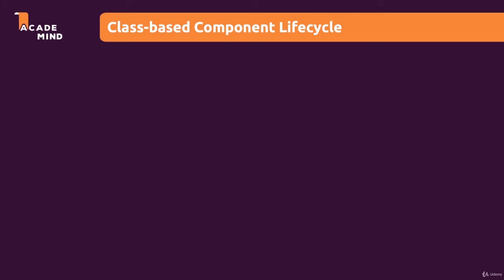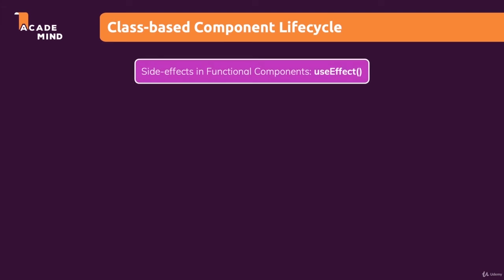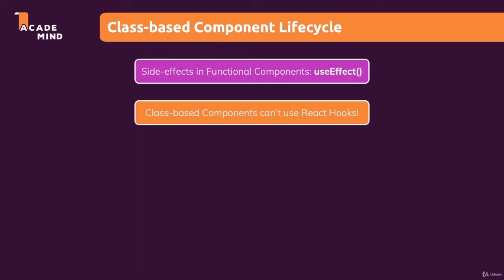Now we know how we can generally build class-based components and how we can manage state and work with events there. But what about side effects? As I mentioned, you can't use these React hooks in class-based components, so you can't use useEffect. But class-based components have a concept called the component lifecycle. And of course, every component technically has a lifecycle. It, for example, is rendered to the DOM or removed from the DOM. But there are specific methods you can add to class-based components to run code at different points in that lifecycle.